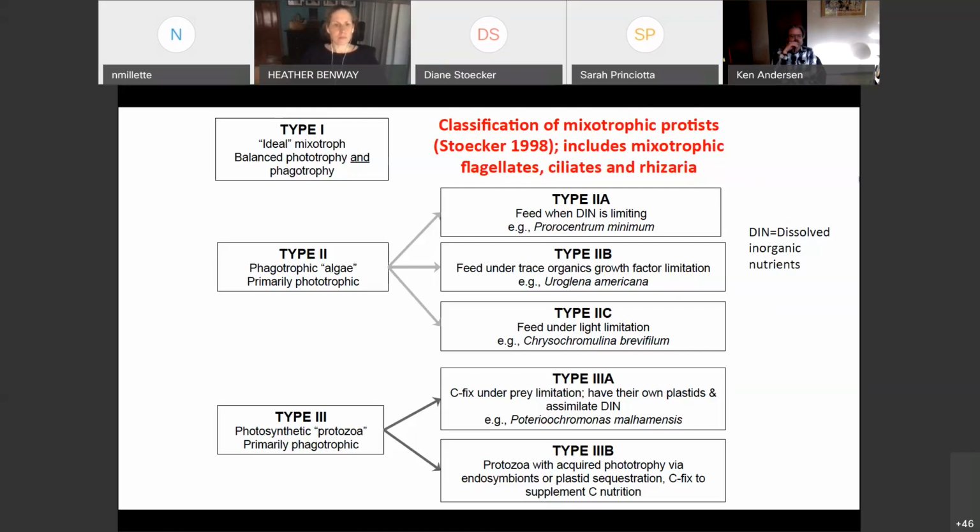And an example would be Poterioochromonas, one of the groups that Harriet Jones also listed in hers. And then the type 3B is protozoa with acquired phototrophy that either have endosymbionts, sequester plastids, or take up a bunch of organelles like Mesodinium from their prey. And these, I said, fixed carbon to supplement their carbon nutrition. Okay.